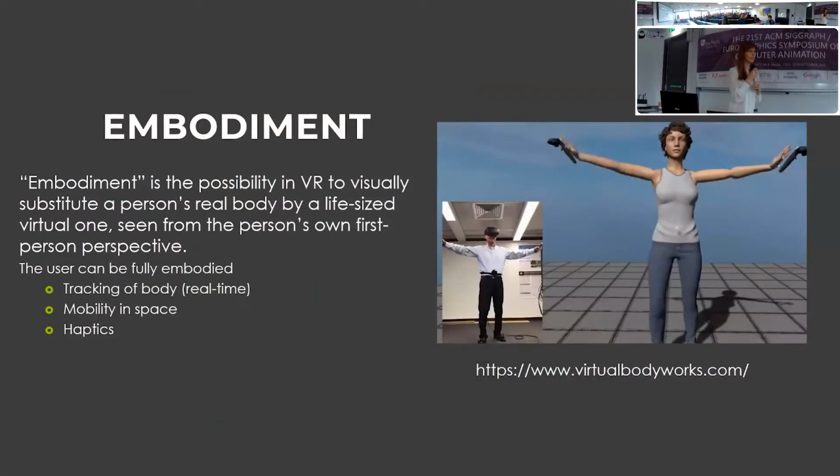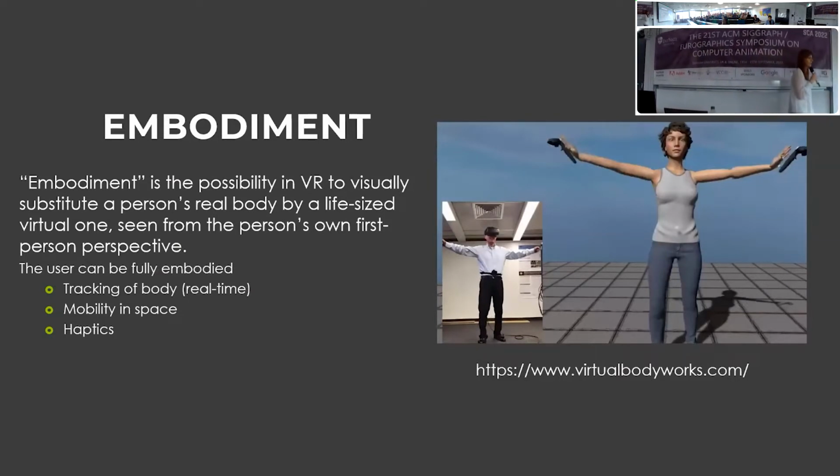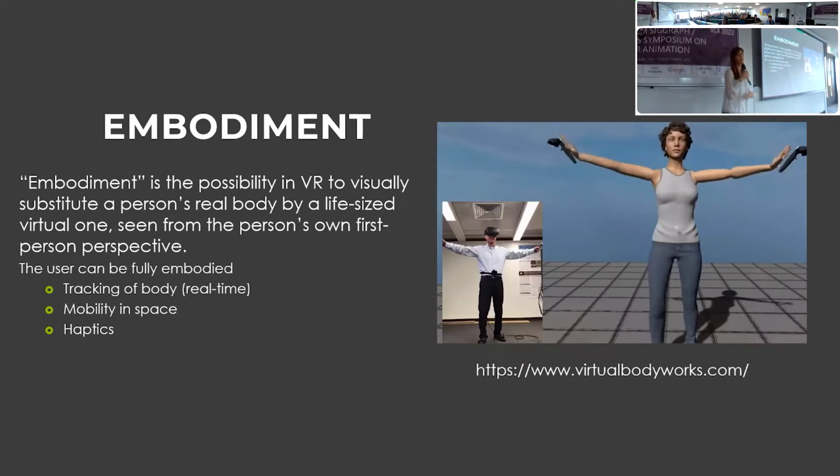This word embodiment, just in case there's anybody who doesn't know what it is, basically means the possibility in VR to visually substitute your real body with a virtual body. It's supposed to be life-size, and from the person's own first-person perspective. The illusion of embodiment works really well because of the plasticity of the brain and how we can take on another body as our own. It's a really strong illusion, and it can be enhanced in a number of different ways. The main one is if you look at a virtual mirror and you've got visuomotor synchrony between your avatar and your movements, and then you get a high sense of embodiment.